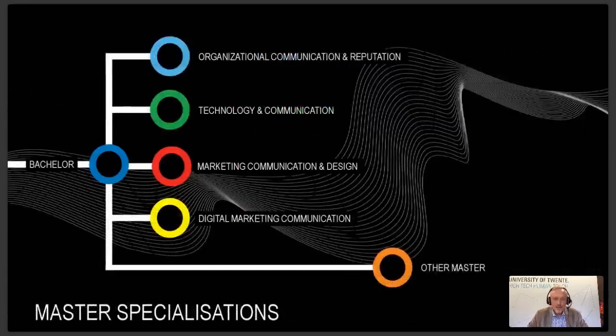So a little bit about our master specializations. It comes in 4 tracks, and I think it reflects pretty much what you have been told you could hear about our bachelor. So the 4 master tracks are organization, communication, and reputation, technology communication, marketing communication, and design, and going on in marketing communication, but then digital marketing communication.